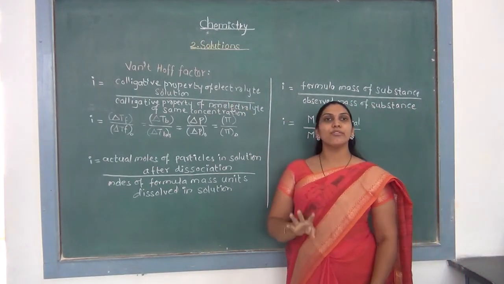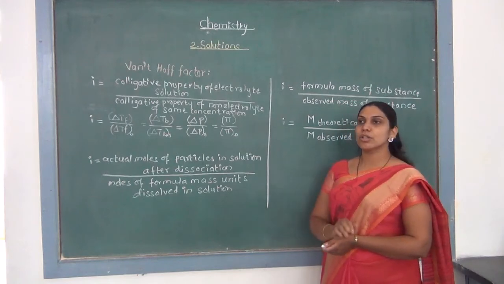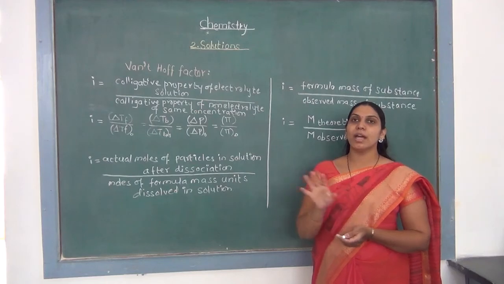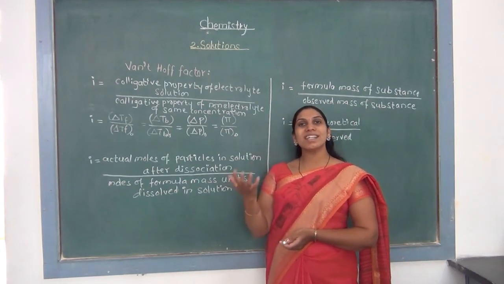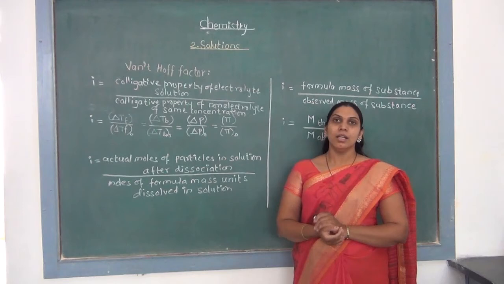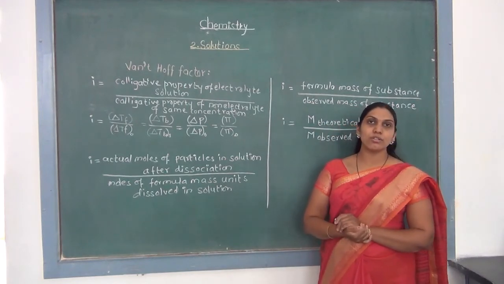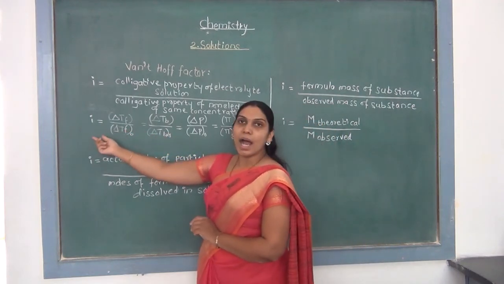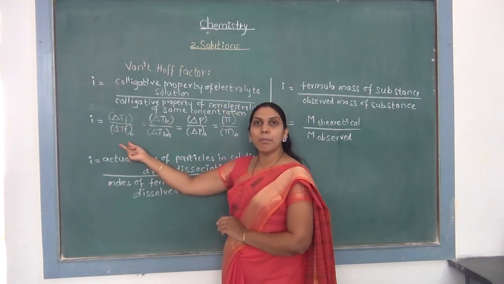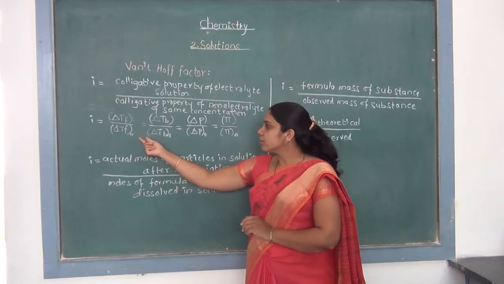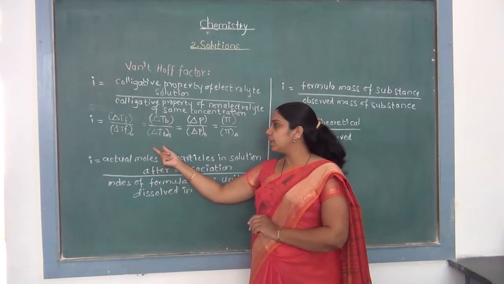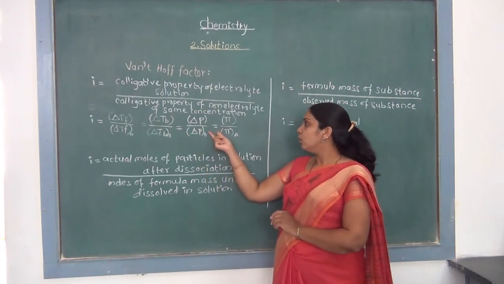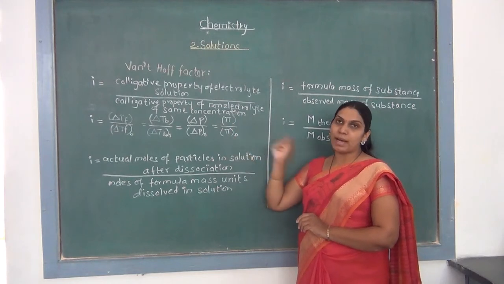Now you know that there are 4 colligative properties: vapor pressure lowering, boiling point elevation, freezing point depression and osmotic pressure. Using these 4 colligative properties, we can write different expressions for the Van 't Hoff factor, which are given here. So i is equal to delta Tf upon delta Tf0, which is equal to delta Tb upon delta Tb0, which is equal to delta P upon delta P0, which is equal to pi upon pi 0.